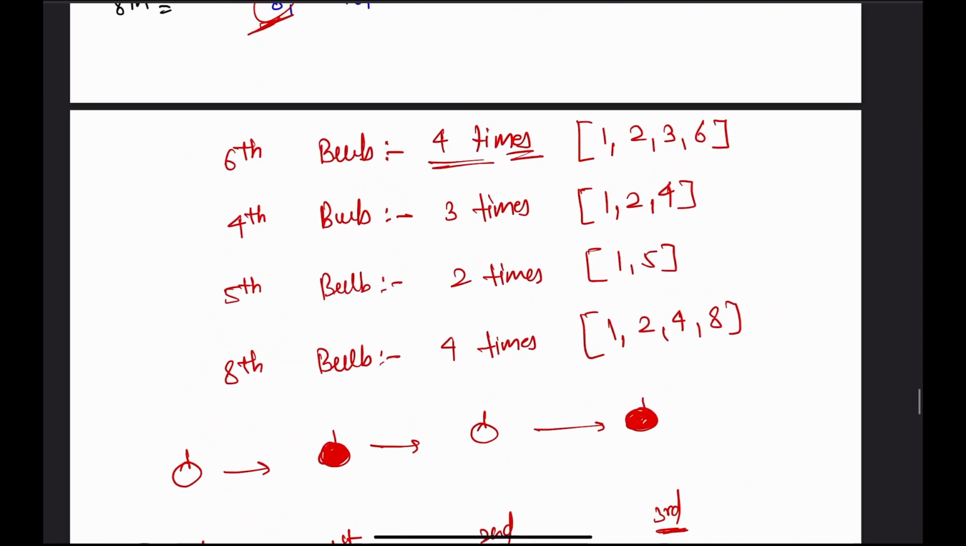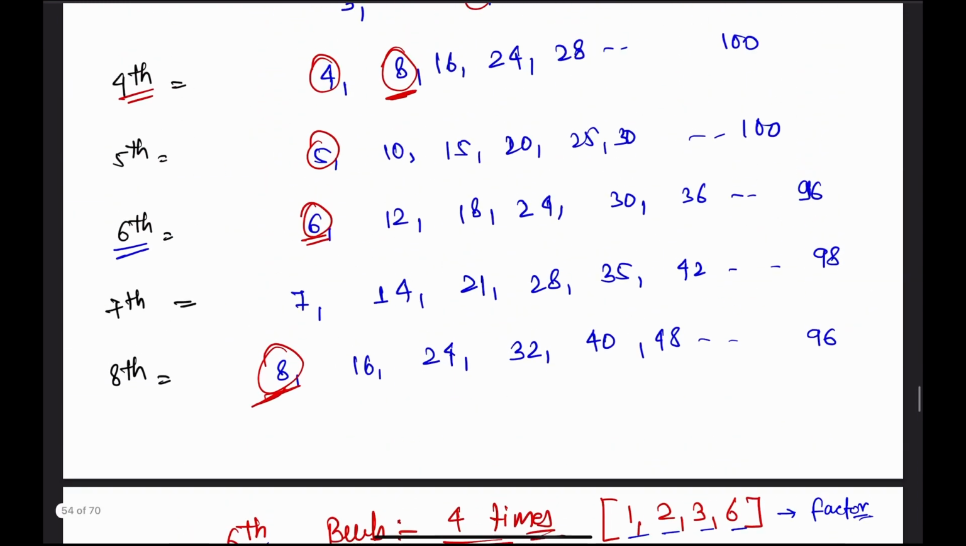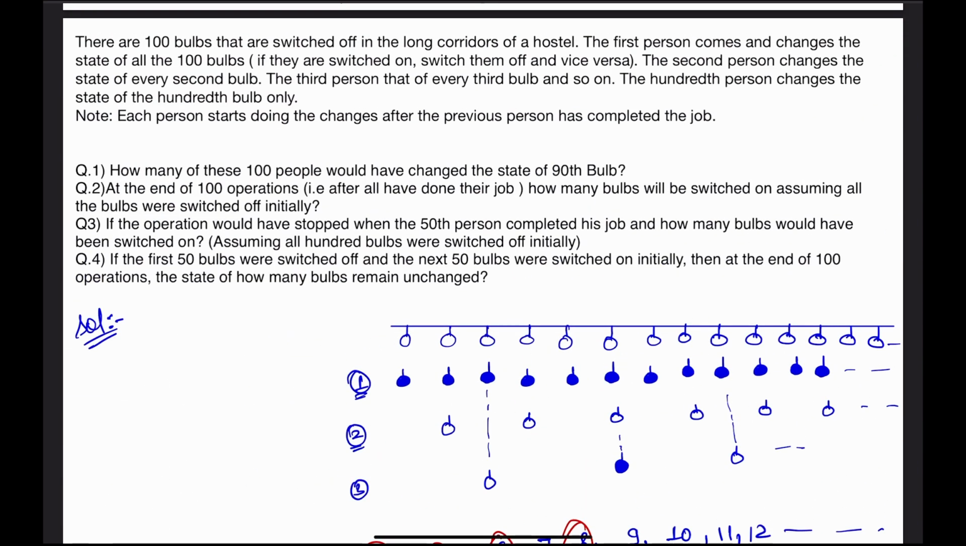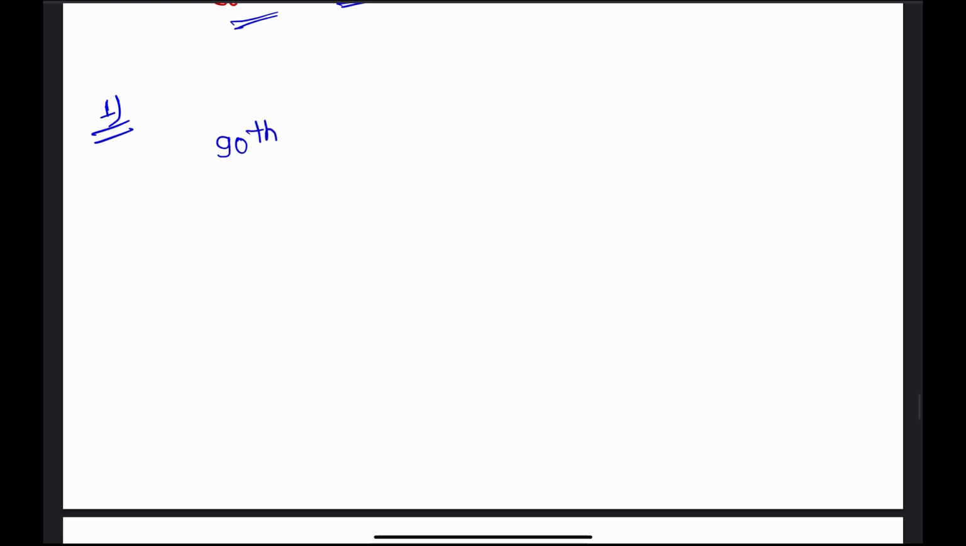One more thing I notice is that for the sixth bulb, 1, 2, 3, 6 are the factors. For the fourth, what are the factors? These are also the factors. For the fifth and eighth also. So for our first question, how many times these 100 bulbs would have changed the state of the 90th bulb, we first have to find the factors of 90.